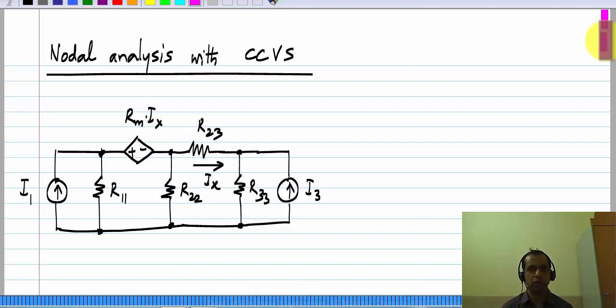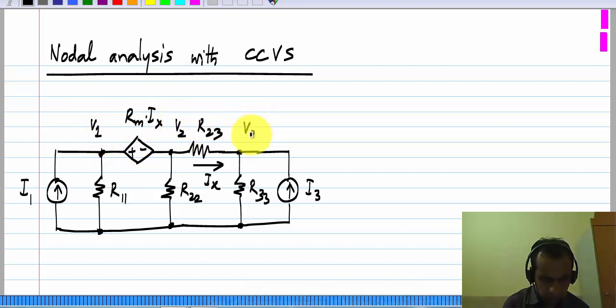Again, you will recognize the similarity of this circuit to the circuits I considered for the independent voltage source and the voltage controlled voltage source. In this case, the current controlled voltage source is connected between nodes 1 and 2, and its value is given by some Rm, a proportionality constant, times Ix, and Ix is defined that way.